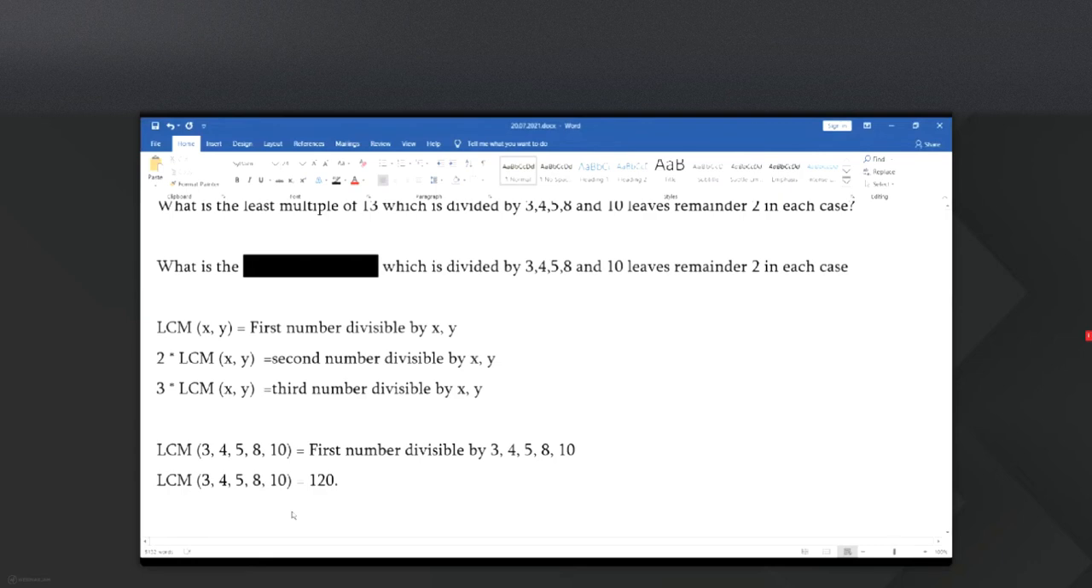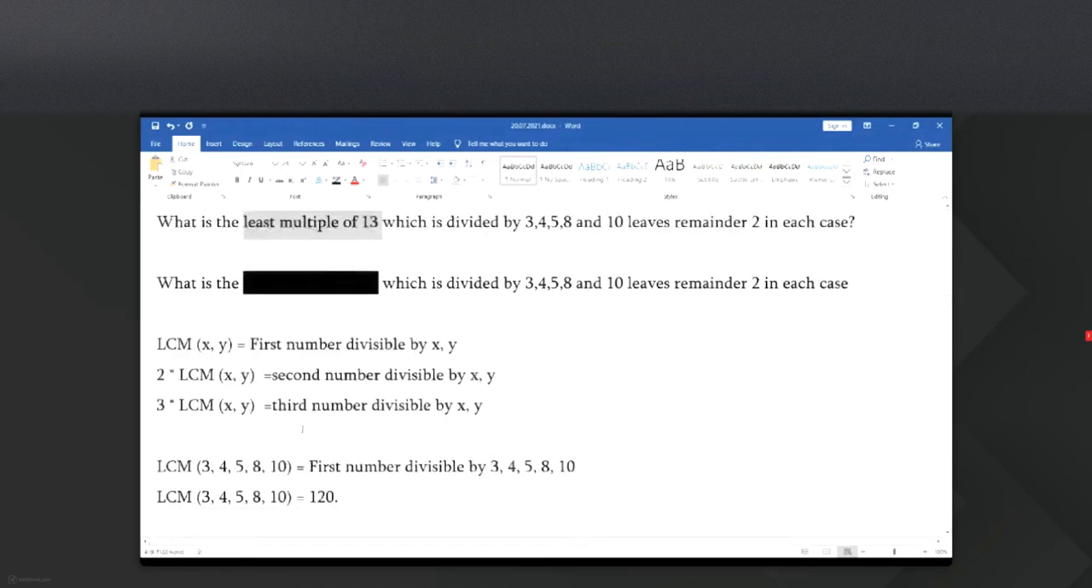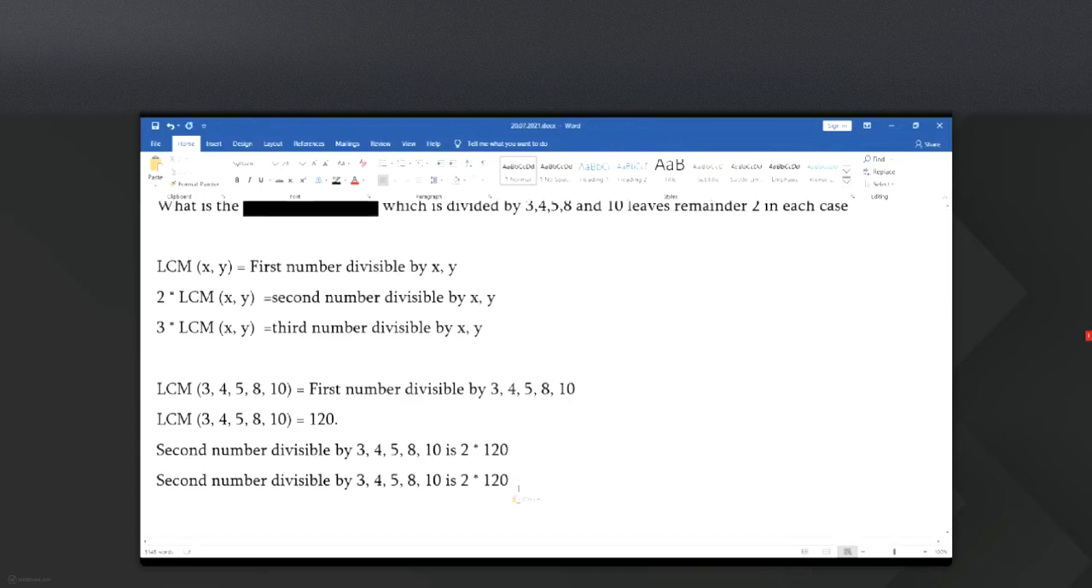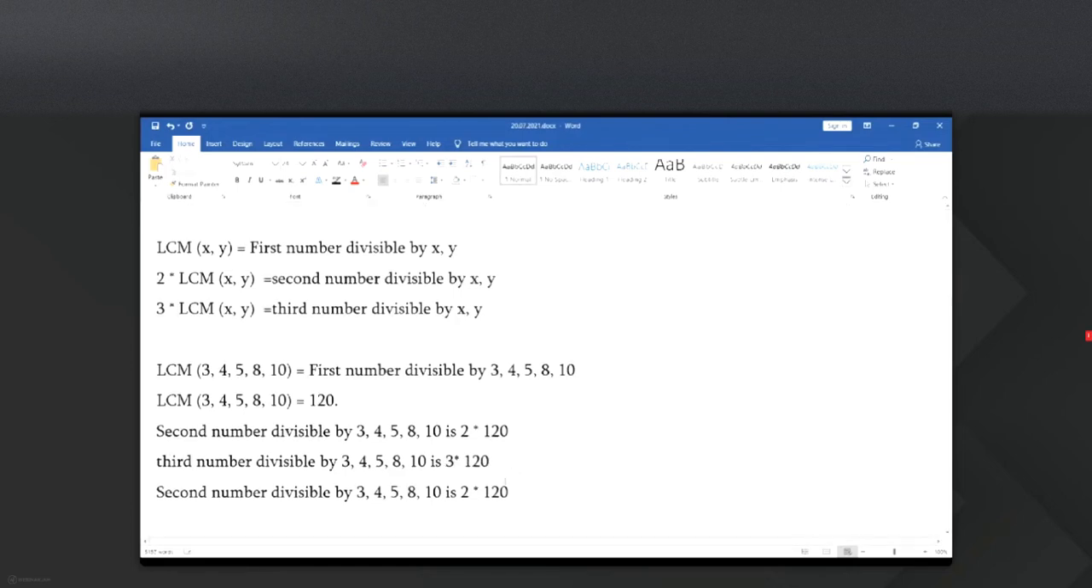So now, if they ask just that, you will get 122 as an answer. But the question is, what is the least multiple of 30? So now the second number which is divisible by 3, 4, 5, 8, 10 is going to be 2 times 120. The third number divisible by all of these is going to be 3 times 120, and the fourth number will be 4 times 120.